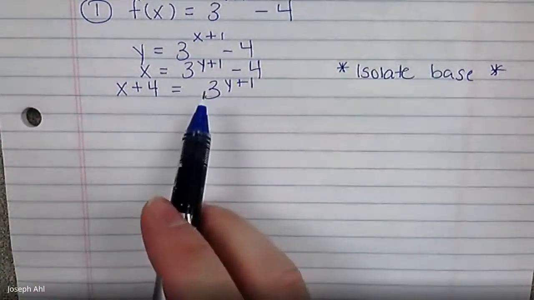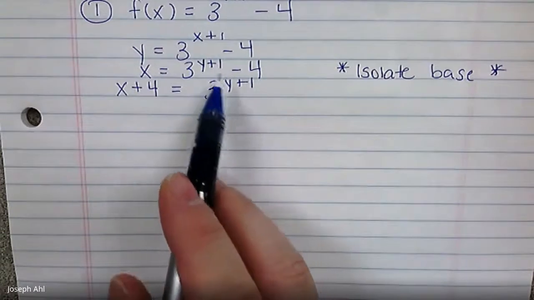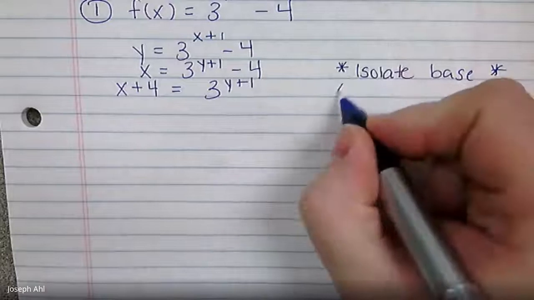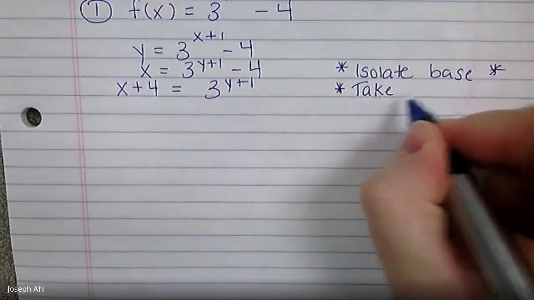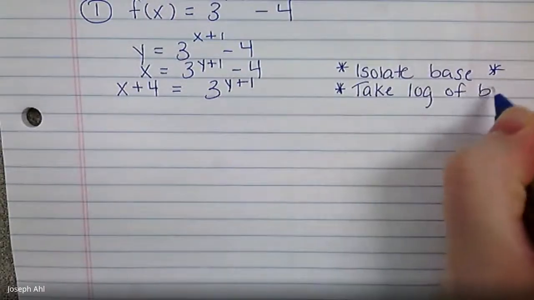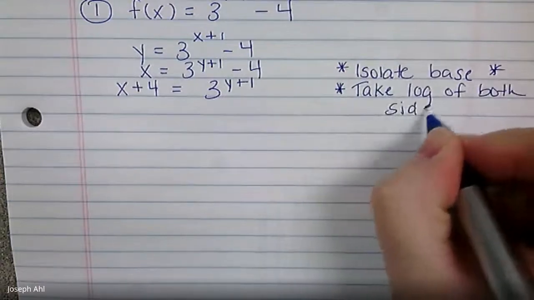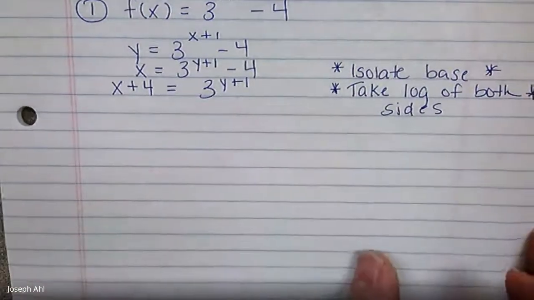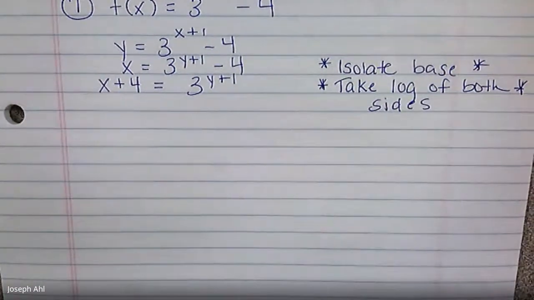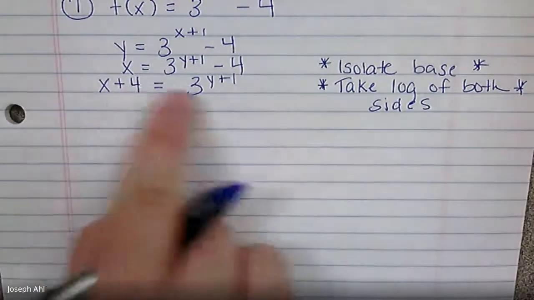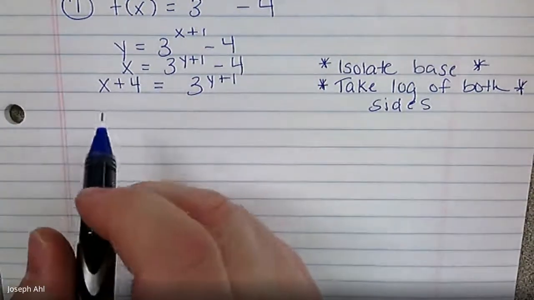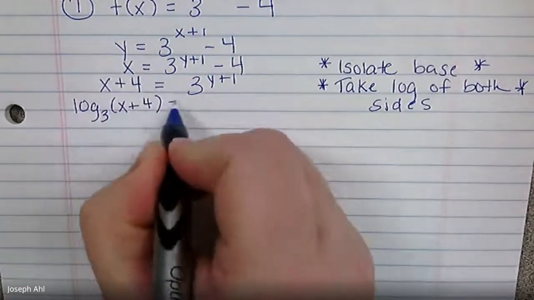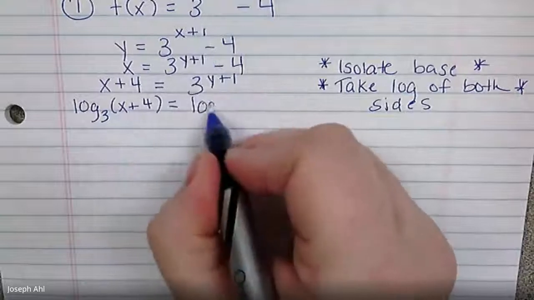So now that I have the base isolated, what do I do to get rid of and undo raising 3 to a power so that I can solve for y? You're going to take the log of both sides. If you have something that's exponential to start, the inverse will turn to logarithmic form. All right, so we're going to take the log of both sides. Now, we can choose whatever base of a log we want as long as we're consistent on both sides. What I'm going to choose to do is take the log base 3 of both sides. And I think that will make sense based on what I did just above.